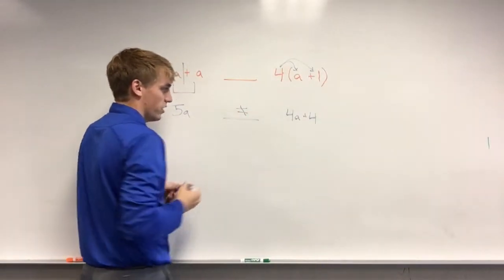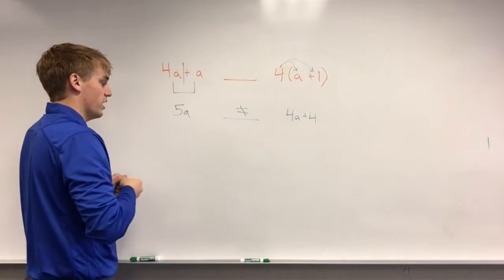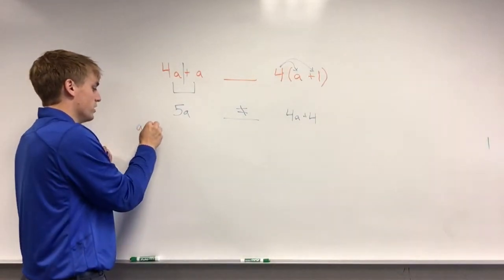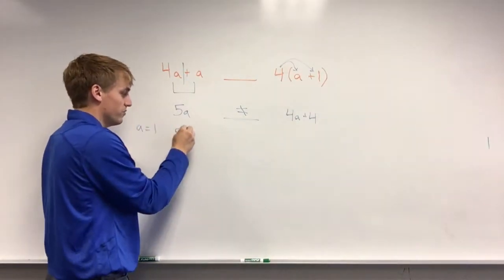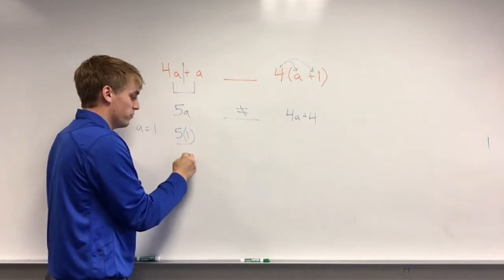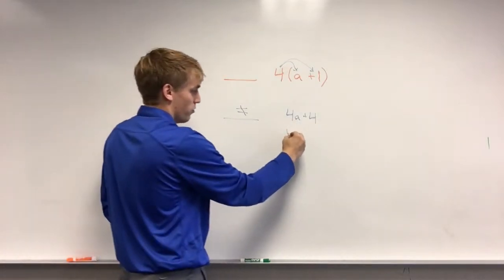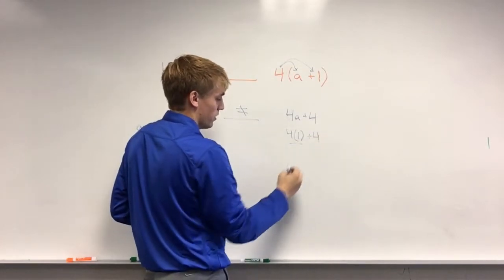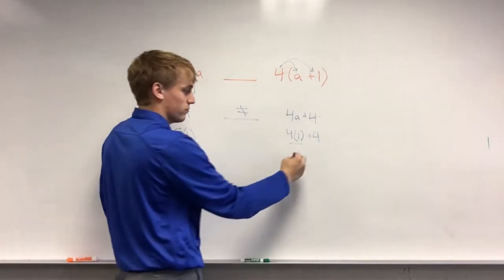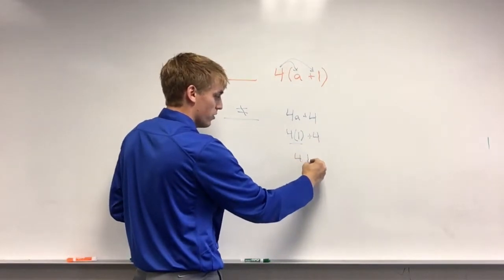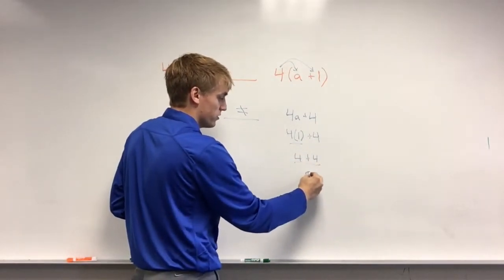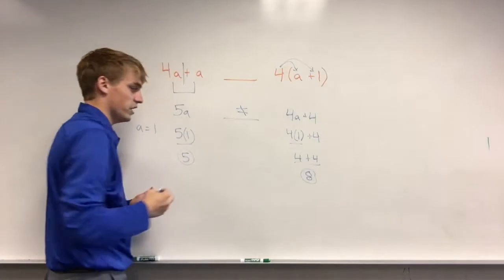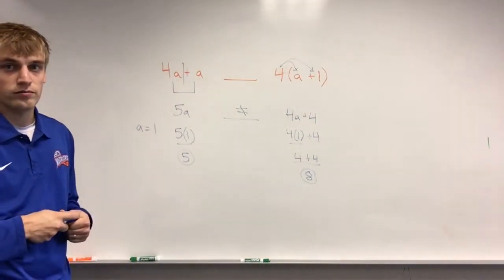If you want to check that even further, you could give a value. Let's just say a equaled 1 in this case, so 5 times 1 would be 5, and 4 times 1 plus 4, okay? 4 times 1 is 4, plus 4 is 8. 5 and 8 are not the same.